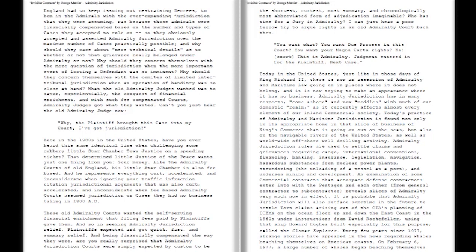Those old admiralty courts wanted the self-serving financial enrichment that filing fees paid by plaintiffs gave them. And so in seeking admiralty jurisdiction relief, plaintiffs expected and got quick, fast, and summary relief. And being financially compensated the way they were, are you really surprised that admiralty jurisdiction courts were simply expected by custom to be the shortest, curtest, most summary, and chronologically most abbreviated form of adjudication imaginable? Who has time for a jury in admiralty?